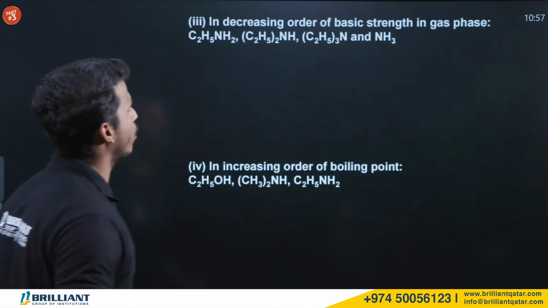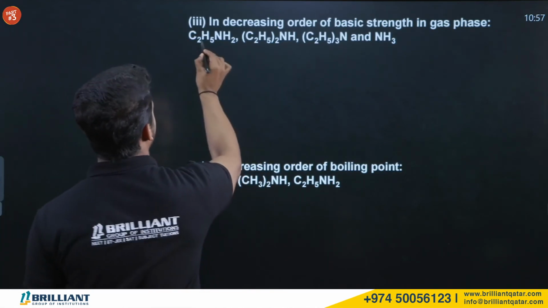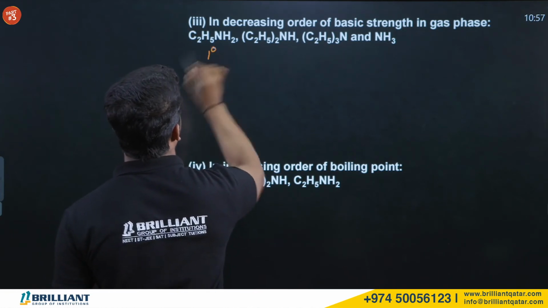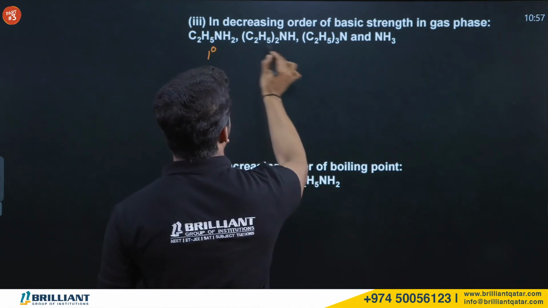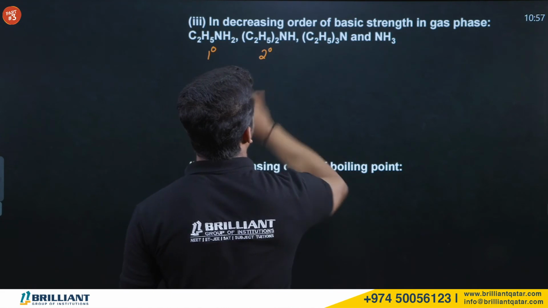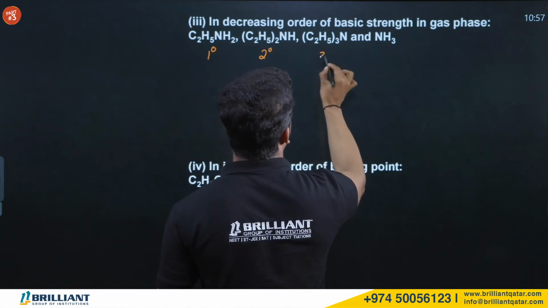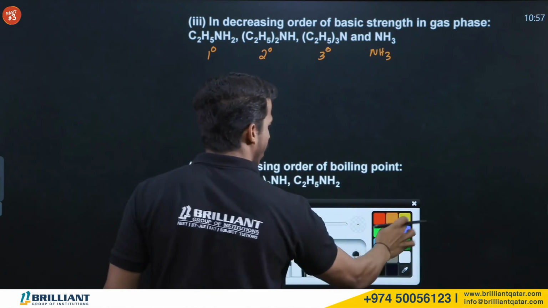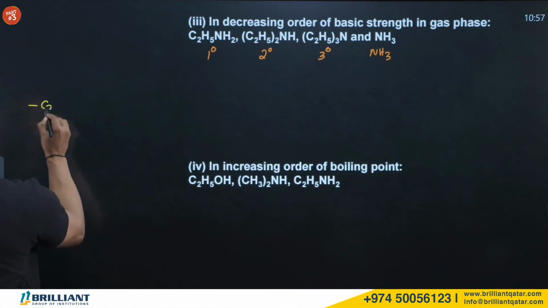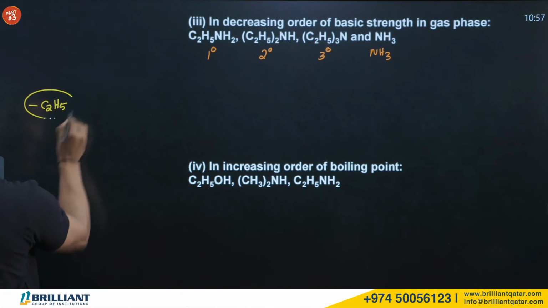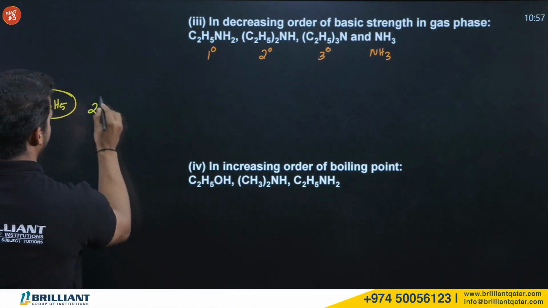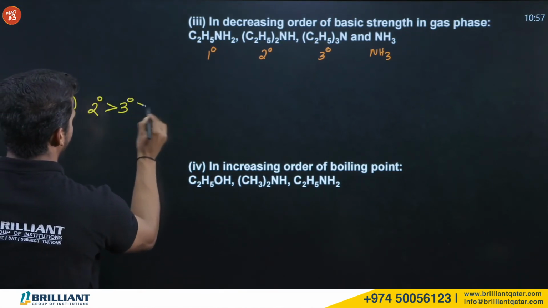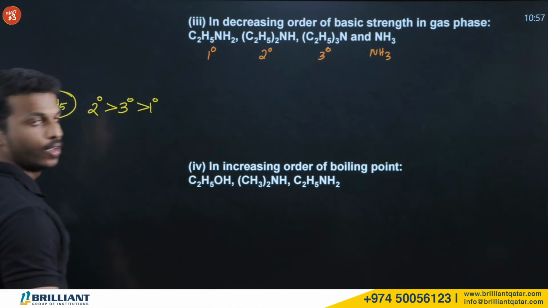In the decreasing order of the basic character, again, dear student, this is ethylamine. You know, it's a primary amine. Again ethyl group, it's a secondary amine, NH group. This is an ethyl group, again tertiary. This is simply ammonia. We studied that when the ethyl group comes as a branch, what is the order? Secondary greater than tertiary greater than primary.